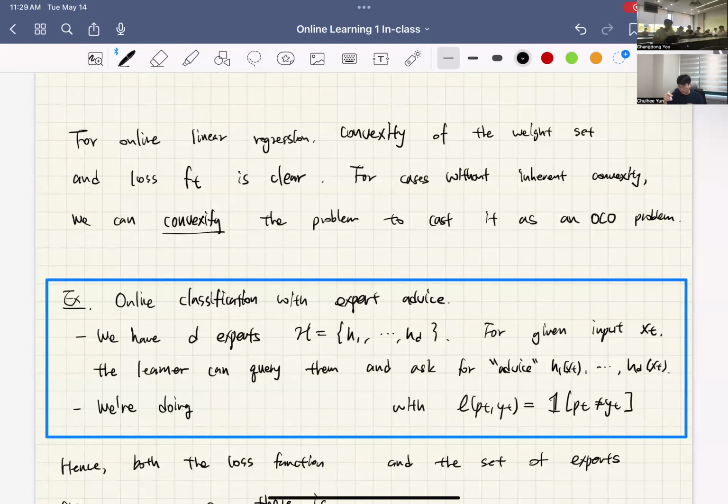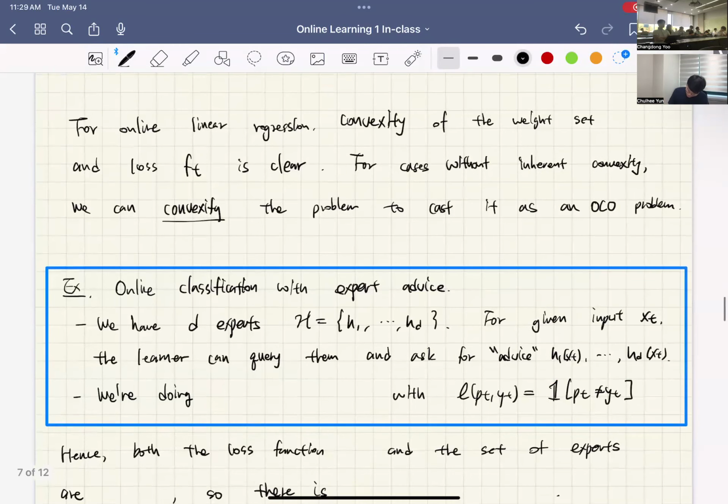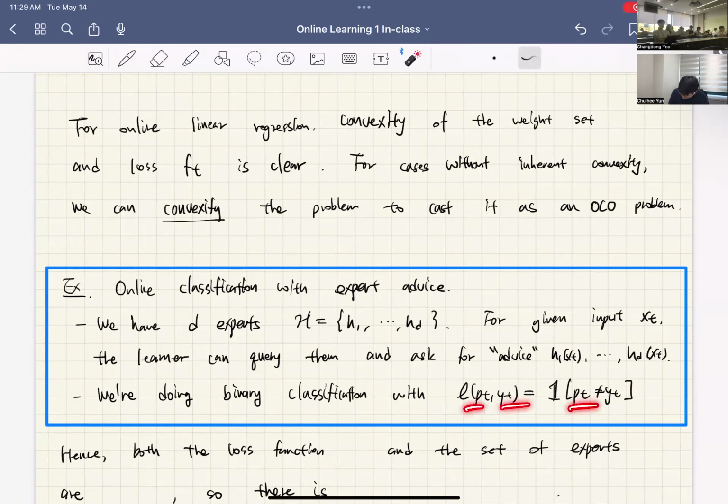And the learner can actually decide on their prediction based on this advice. Perhaps we can try to choose the best expert out of the D experts and completely rely our prediction on this expert. Or we can maybe alternate between two different experts that we think are good enough. And let's assume that we're doing some binary classification with zero-one loss. So whenever our prediction is not correct, we suffer a loss of one. And whenever the prediction is correct, the loss is zero.